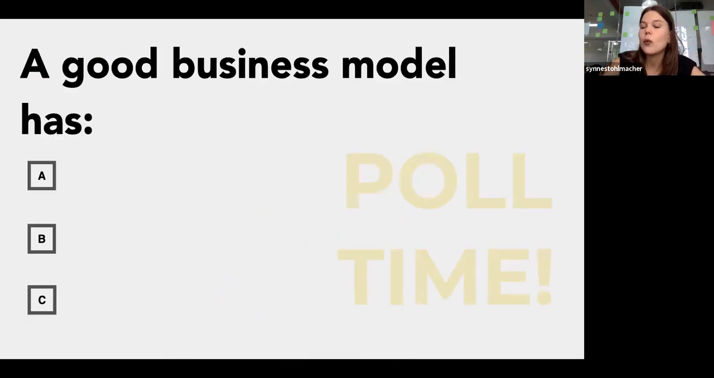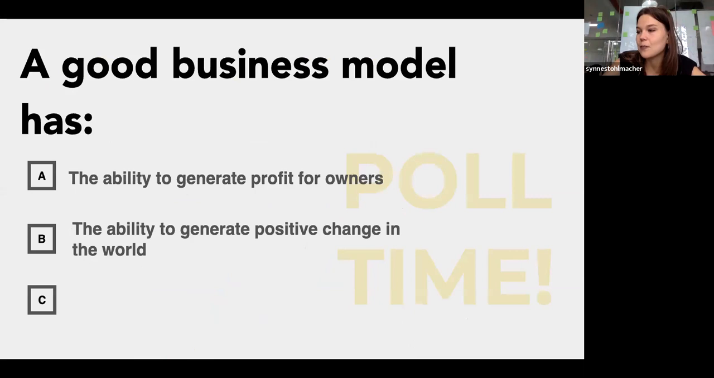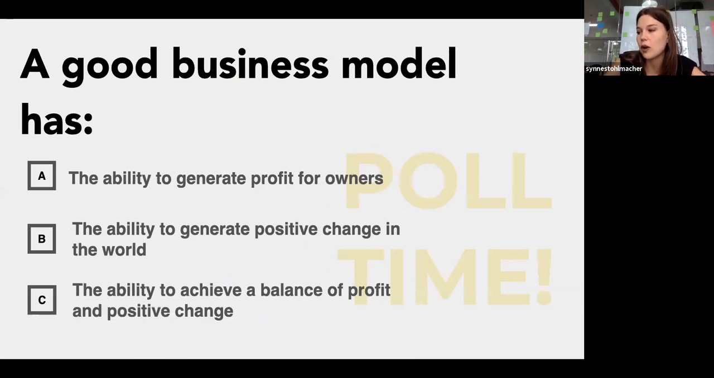So what do you think a good business model has? The ability to generate profit for owners, the ability to generate positive change in the world, or the ability to achieve a balance of profit and positive change. Okay, I have to say this is a little bit of a trick question, because the last one is very true for social enterprises. However, it's not necessarily true for normal startups. They would normally think more about the ability to generate profit for owners.